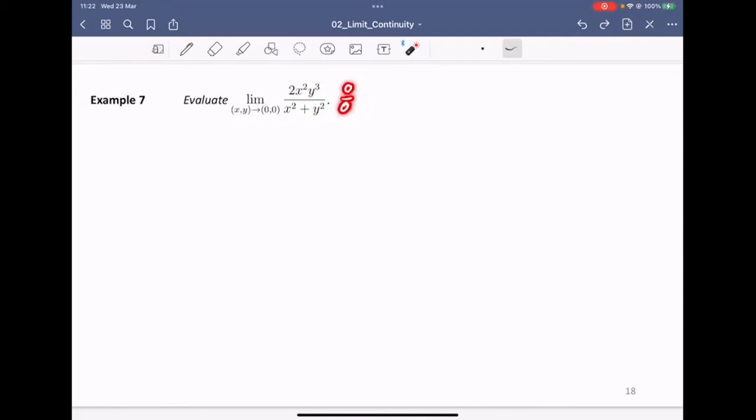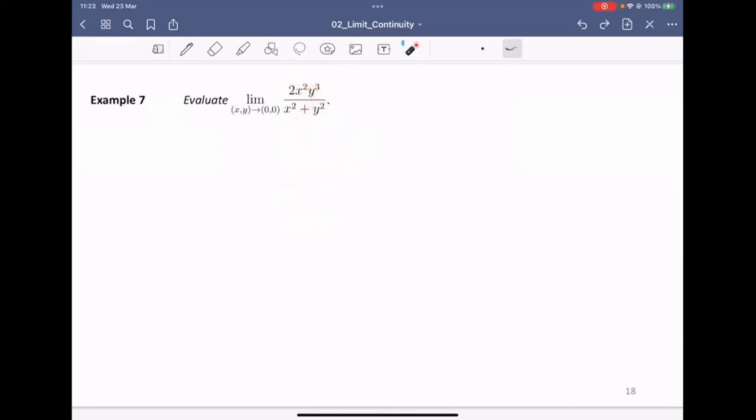With 0 over 0, would you try conjugate or factoring? I don't see a square root anywhere, so conjugate is not a good way to do it. And factoring, I have no way to factor this. If it were x squared minus y squared, I would know how to factor it as x plus y times x minus y. But x squared plus y squared, it's no way to factor it. So no plugging in, no factoring, no conjugation.